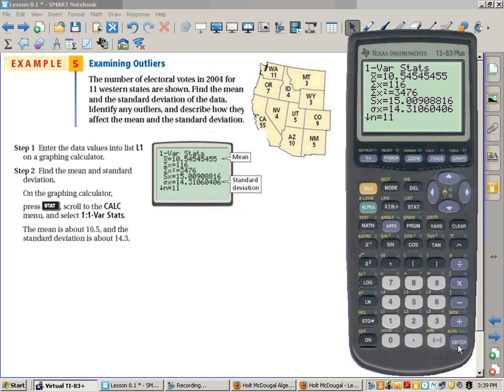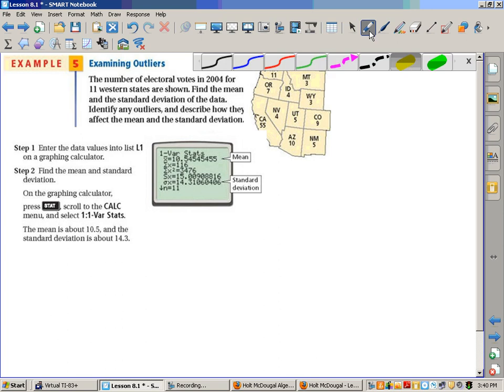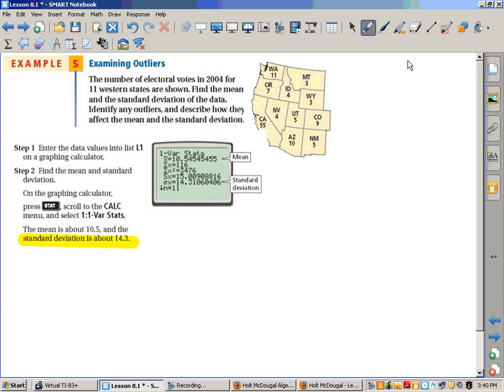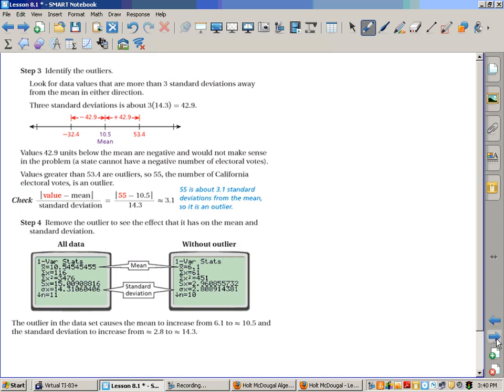If we want to test whether it's an outlier, we look at the standard deviation right here. If you look at sigma x, it says it's 14.3. You can see on my screen that the standard deviation is 14.3 and it has a mean of 10.5. We got that data from right there. The next thing we do is calculate 3 standard deviations, and I get 42.9 electoral votes from the mean.